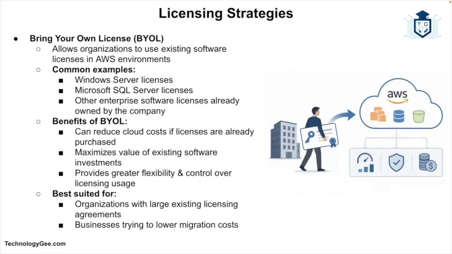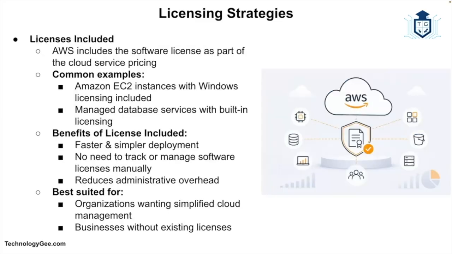All right, next let's talk about licensing strategies. Now, this is another exam favorite. So when migrating to AWS, companies have choices about software licensing. And the first one is called BYOL, or bring your own license. And with BYOL, you are taking your existing software licenses and using them in the cloud. Examples of this could be your Windows Server licenses or your SQL Server licenses. And the benefits are it offers cost savings if you already own the licenses, and it offers flexibility.